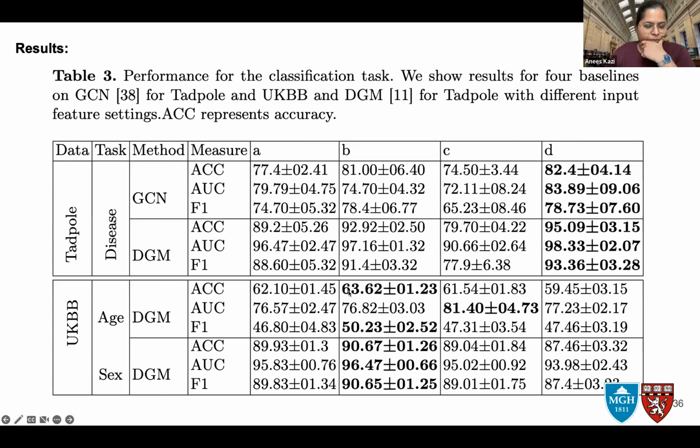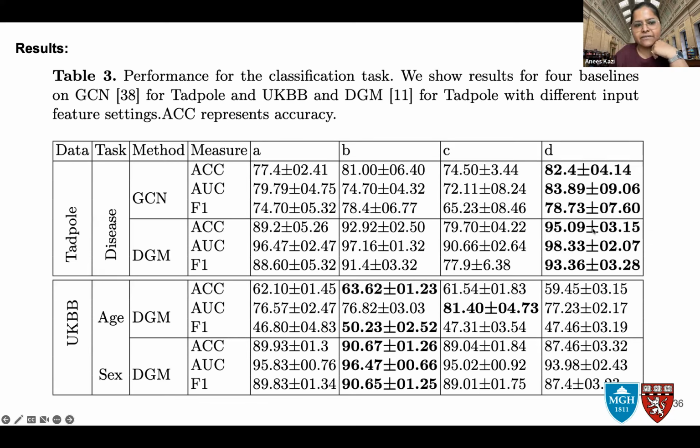We also performed an experiment where we kept all the features that are selected by the model and removed all other features that are not important. A, B, C, D are actually different setups of input features, and D is the one that is important to look at.